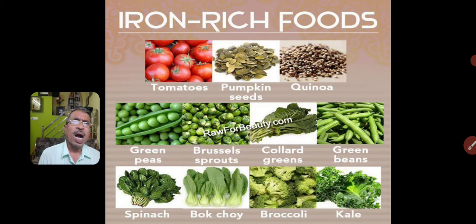So these are the iron-rich foods. The iron-rich foods are tomatoes, pumpkin seeds, quinoa, green peas, and so on. Many things they have given here. Students, go through these things.